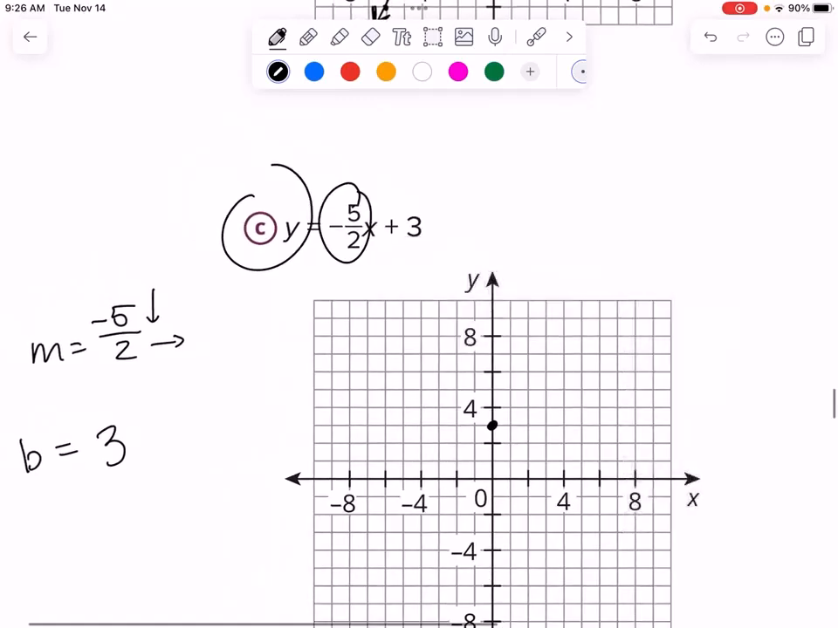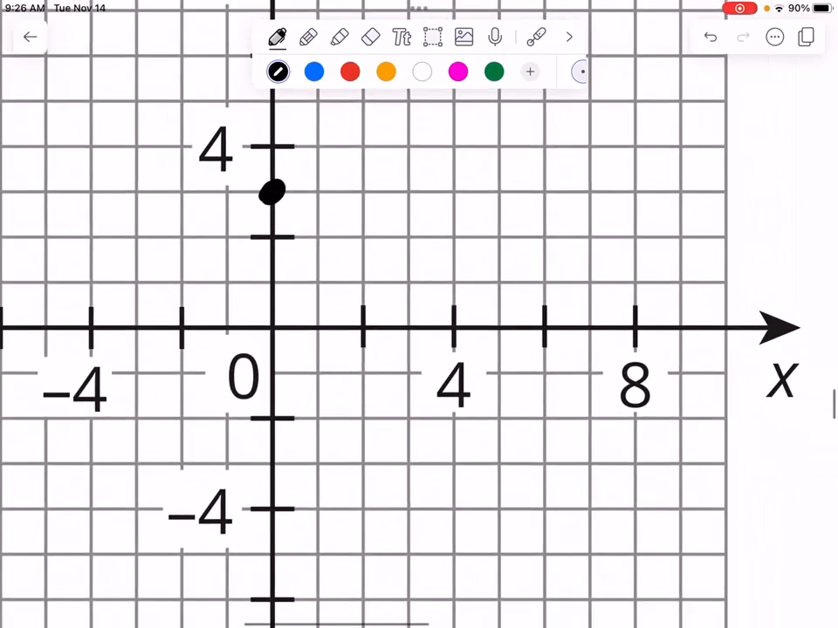And it says go down 5, right 2. It looks like everything's going by increments of 1, so we're fine. Down 5: 1, 2, 3, 4, 5, right 2, so it should be right there.